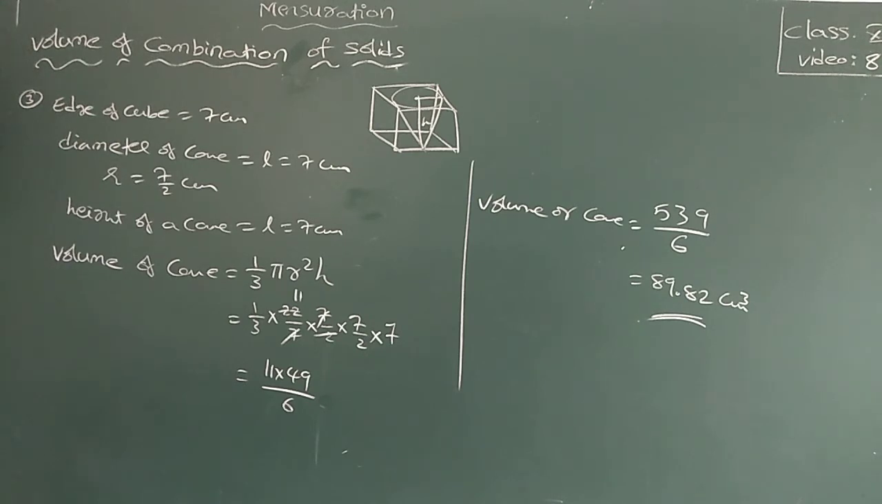Be careful, the fourth question is tub volume minus volume of the solid. Volume of the solid means cone volume plus hemisphere volume.